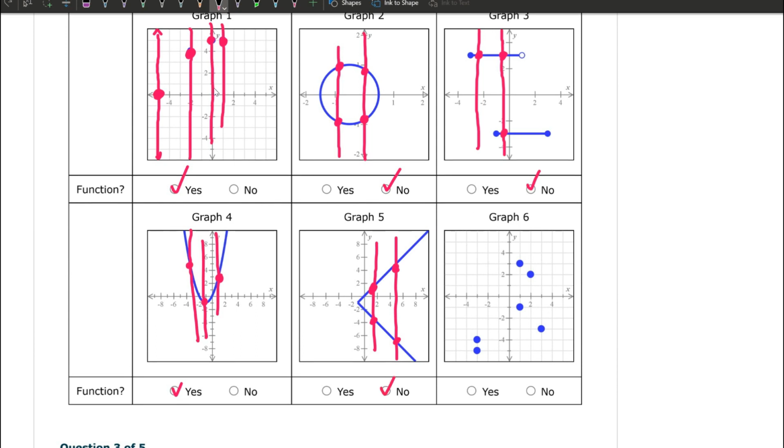Over here, it's the same as graph number 1, but it's different. If you draw a vertical line, they cross right here at 2 points, and they cross your blue graph right here at 2 points. So whenever they cross at 2 points, it's already a no, it's not a function. Alright, that's it for number 2.